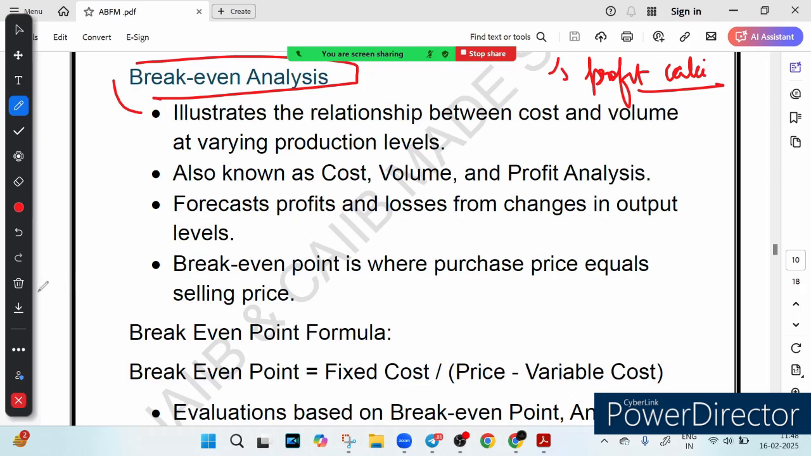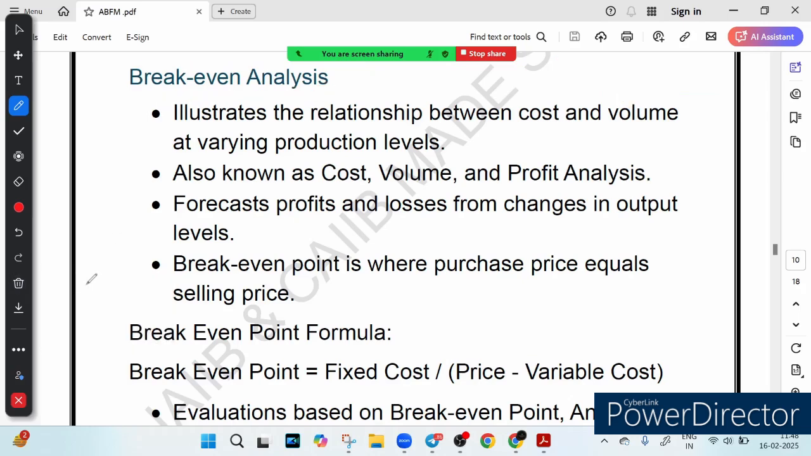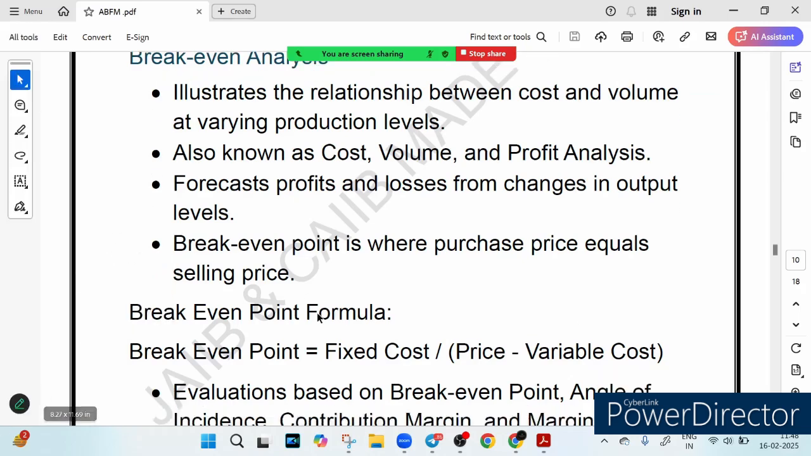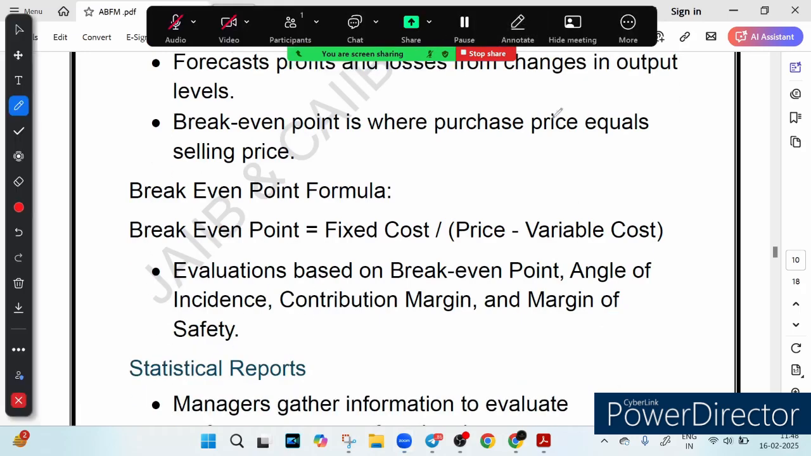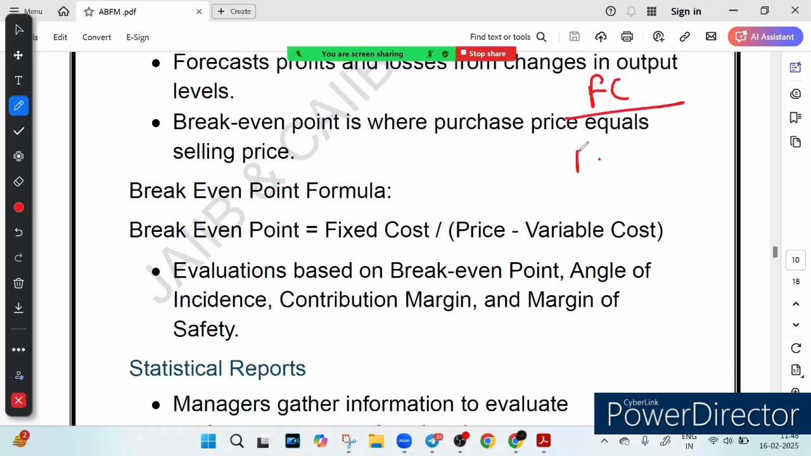So how does it work? Let's understand. This is also called cost, volume and profit analysis, CVP analysis, right? The formula for break-even is fixed cost divided by price minus variable cost. This is the formula, right? So how to remember it? It is quite easy to understand. Let me give you an example to substantiate it.